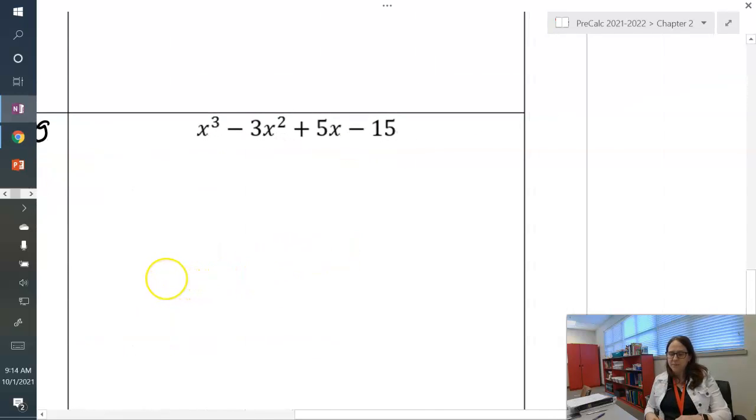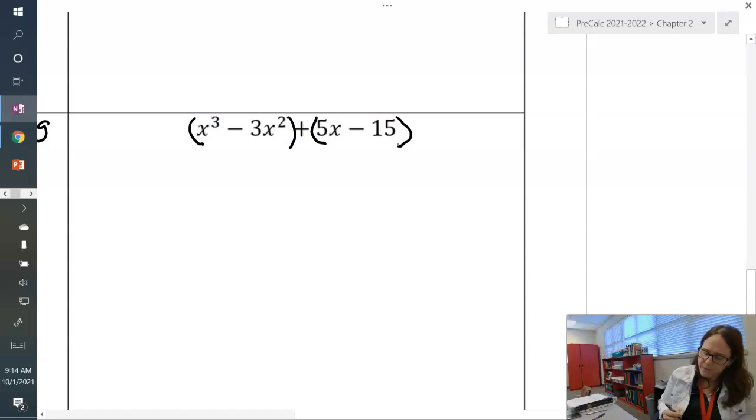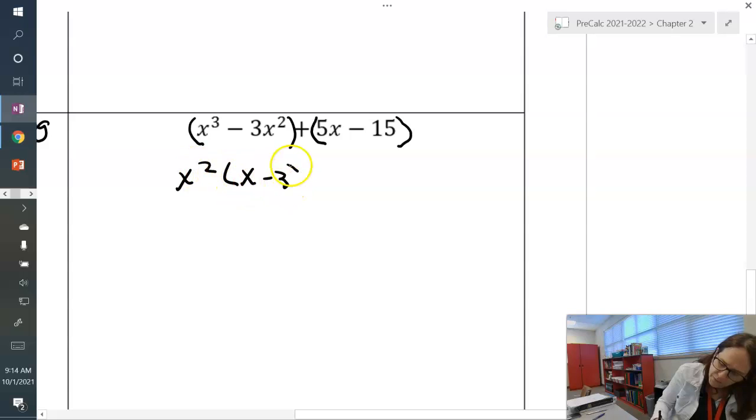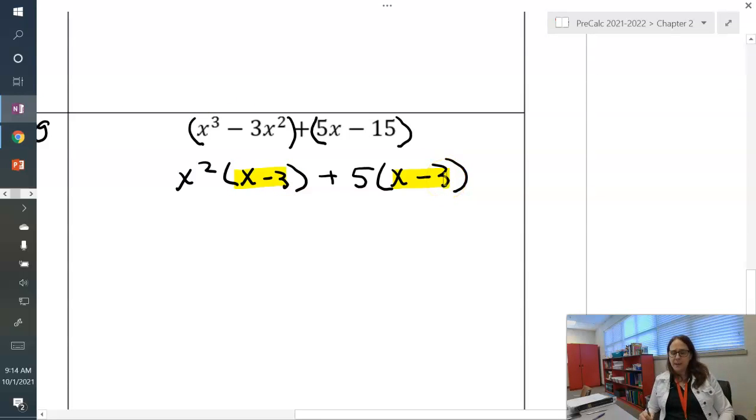All right, here's another one. We've got a cubic here. Factor by grouping. I don't have a GCF, so I can't pull one out. So I'm going to go straight into grouping. Here's my first group, x cubed minus 3x squared. Pull out an x squared, and I get x minus 3. Go to your second group. The GCF there is 5. Pull out a 5, and I get x minus 3. Now I need to check, are they the same? Look at that. They're the same.